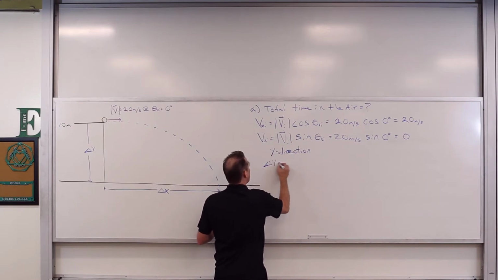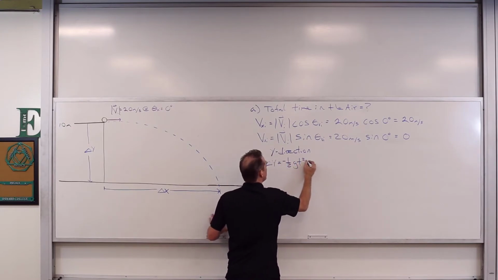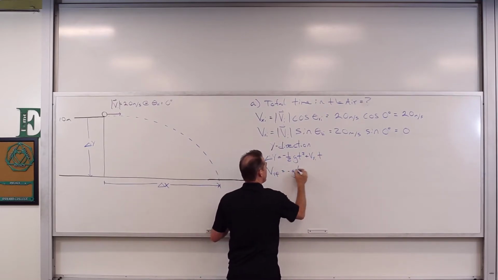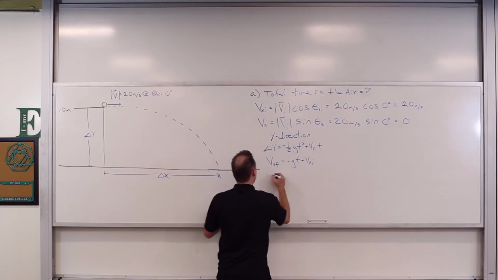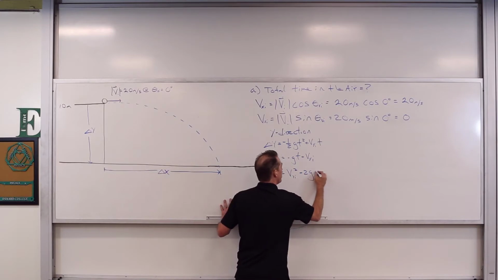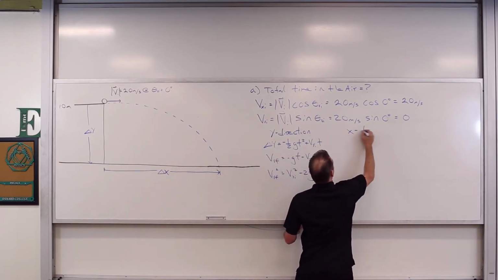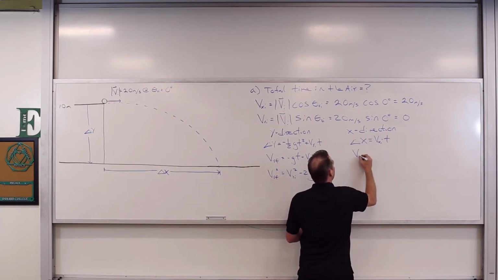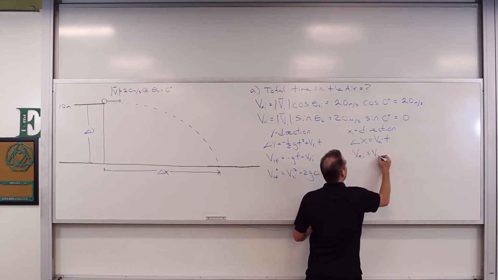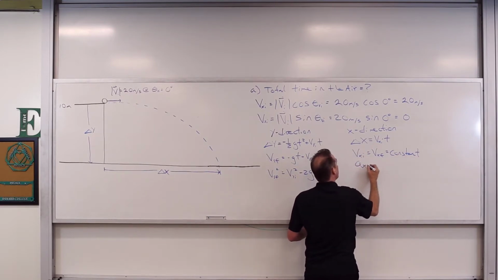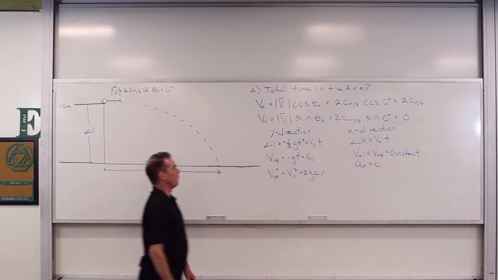Let's say delta y is equal to -1/2 g t squared plus vyi times t. Vy final is equal to -gt plus vy initial, and vy final squared is equal to vy initial squared minus 2g delta y. And we've got the x direction. Delta x is equal to vx initial times t, and vx initial is equal to vx final is equal to constant because a sub x is equal to 0. No acceleration in the x direction.